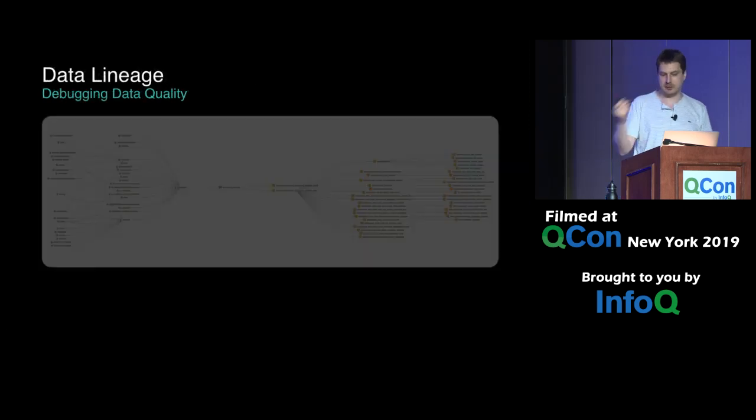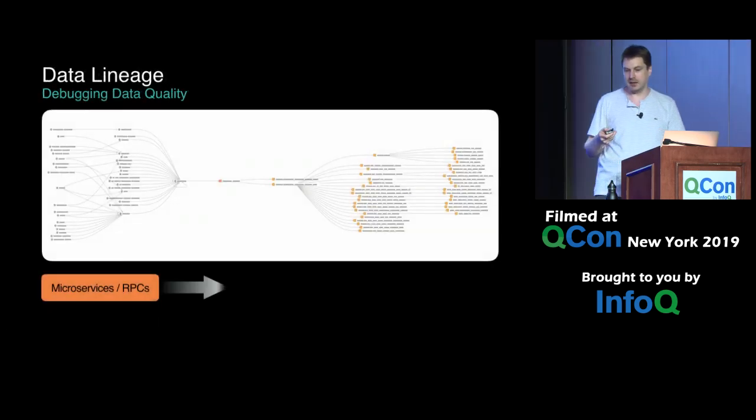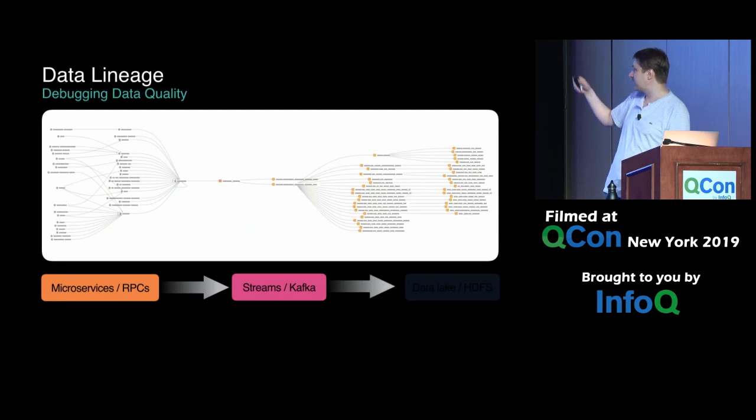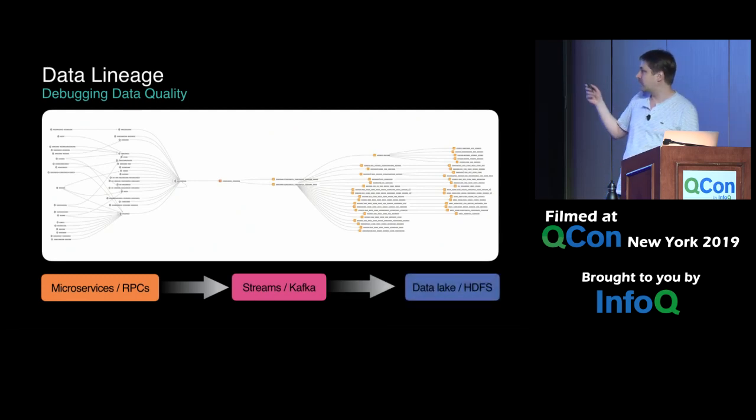So the solution is that we built a tool internally. I'm sorry it's too small, but conceptually you can understand. On the left there's the RPC space, right? So something is happening, the data is transformed. Then in the middle there is some Kafka stream.